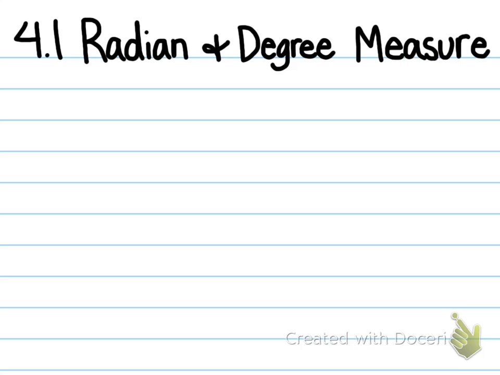Section 4.1 on radian and degree measures. This is going to be the first section in Chapter 4, starting our trigonometry. So we're going to learn how to measure angles using two different types of measurements, radians and degrees.